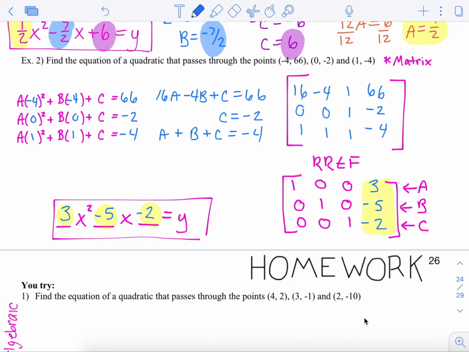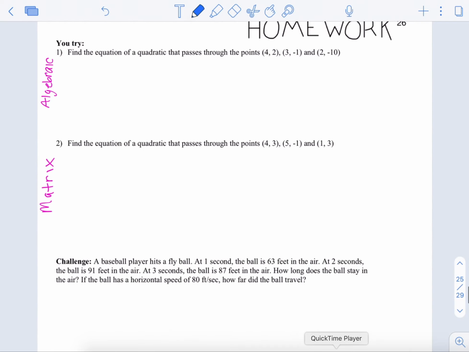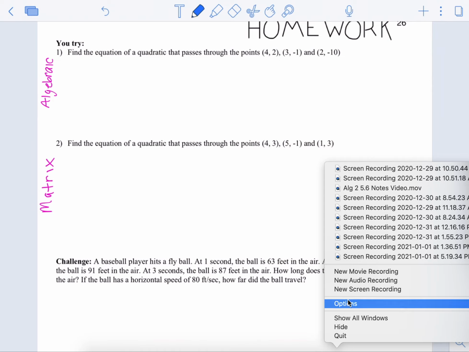If you'd like to pause that, copy everything down, make sure you got it. That is the end of our notes. Remember, you do have 2 problems to do for your assignment. I don't care how you do the challenge, but problem 1 needs to be solved algebraically. Problem 2, you may solve it with a matrix.